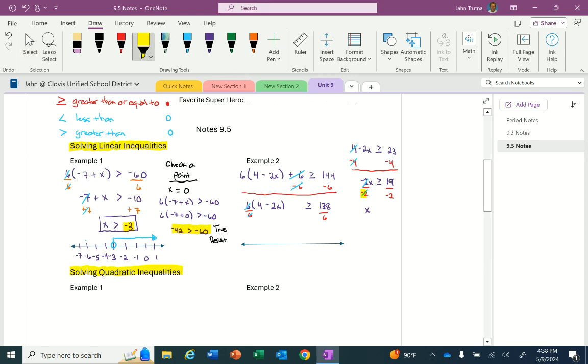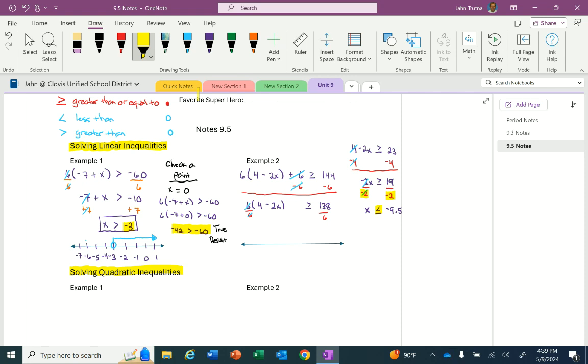If you ever divide by a negative value, we call this the dividing by a negative value rule. You have to flip the inequality symbol around. So it has to go from greater than or equal to, to less than or equal to. And then it would be negative 9.5. 19 divided by negative 2 is negative 9.5. It's a weird sort of rule, but that's what you do. You flip the inequality symbol when you divide by a negative value.